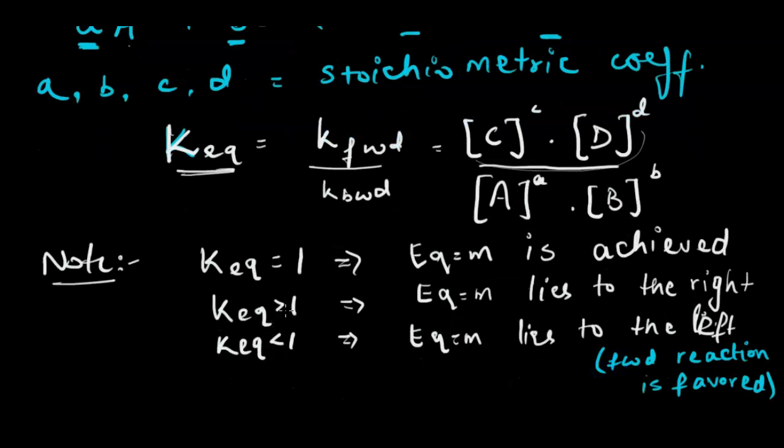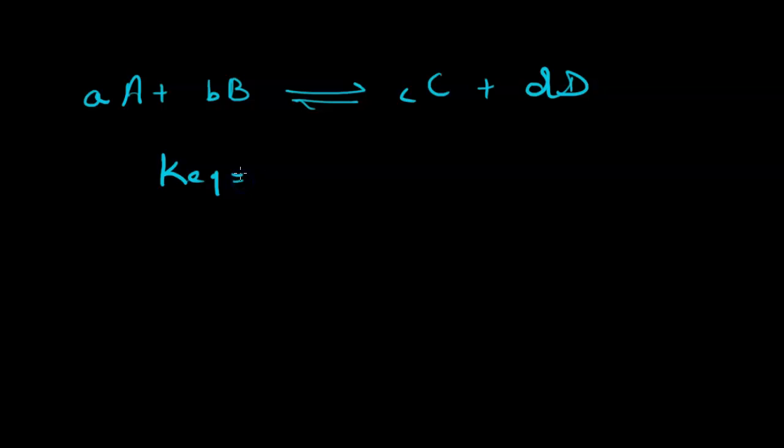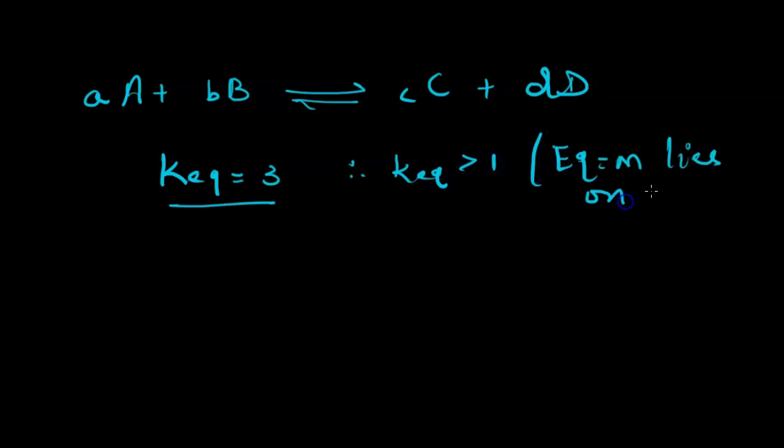If K equilibrium value is greater than 1, then equilibrium lies to the right. That means the reverse reaction is favored. So if we have K equilibrium value here equal to 3, let's say, we know K equilibrium is greater than 1. Therefore, equilibrium lies on the right side.